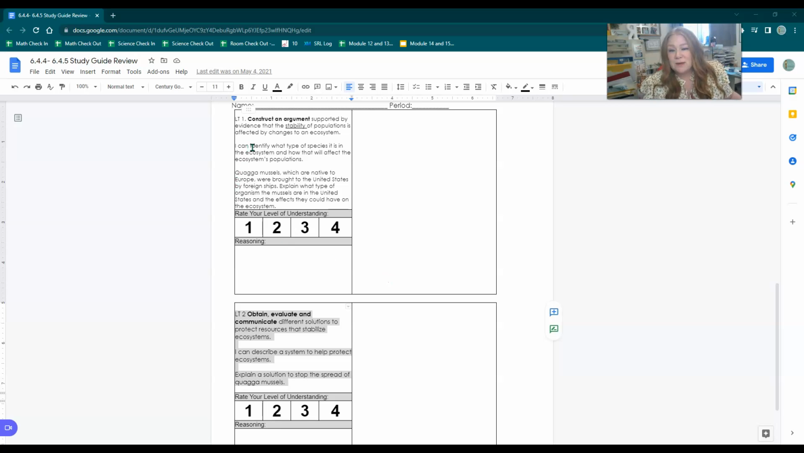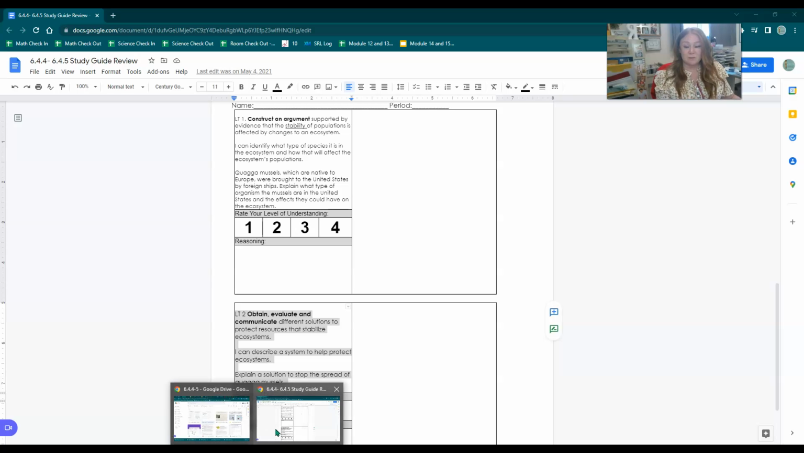So this one wants us to identify what type of species it is and how it affects the ecosystem. So this one says that quagga mussels, which are native to Europe, were brought into the United States by foreign ships. Explain what type of organism the mussels are in the United States and the effects they could have on the ecosystem. So 2 parts there if you want full credit. Let's go ahead and pause the video, write your response, and then come back and see how I would grade those.